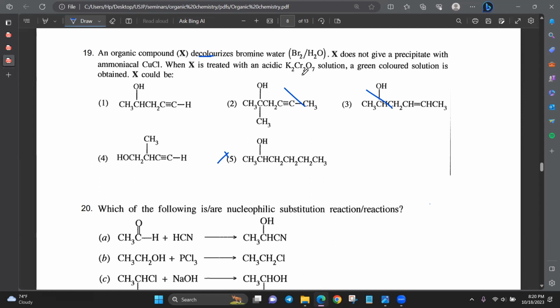When X is treated with acidic potassium dichromate, a green color solution is obtained. Now what color is potassium dichromate? Orange. Orange color solution is converted to green. That means this potassium dichromate is reduced to chromium 3 plus. Here chromium is reduced to chromium 3 plus. That means our X compound is getting oxidized. This and this should be having the oxidizing ability.